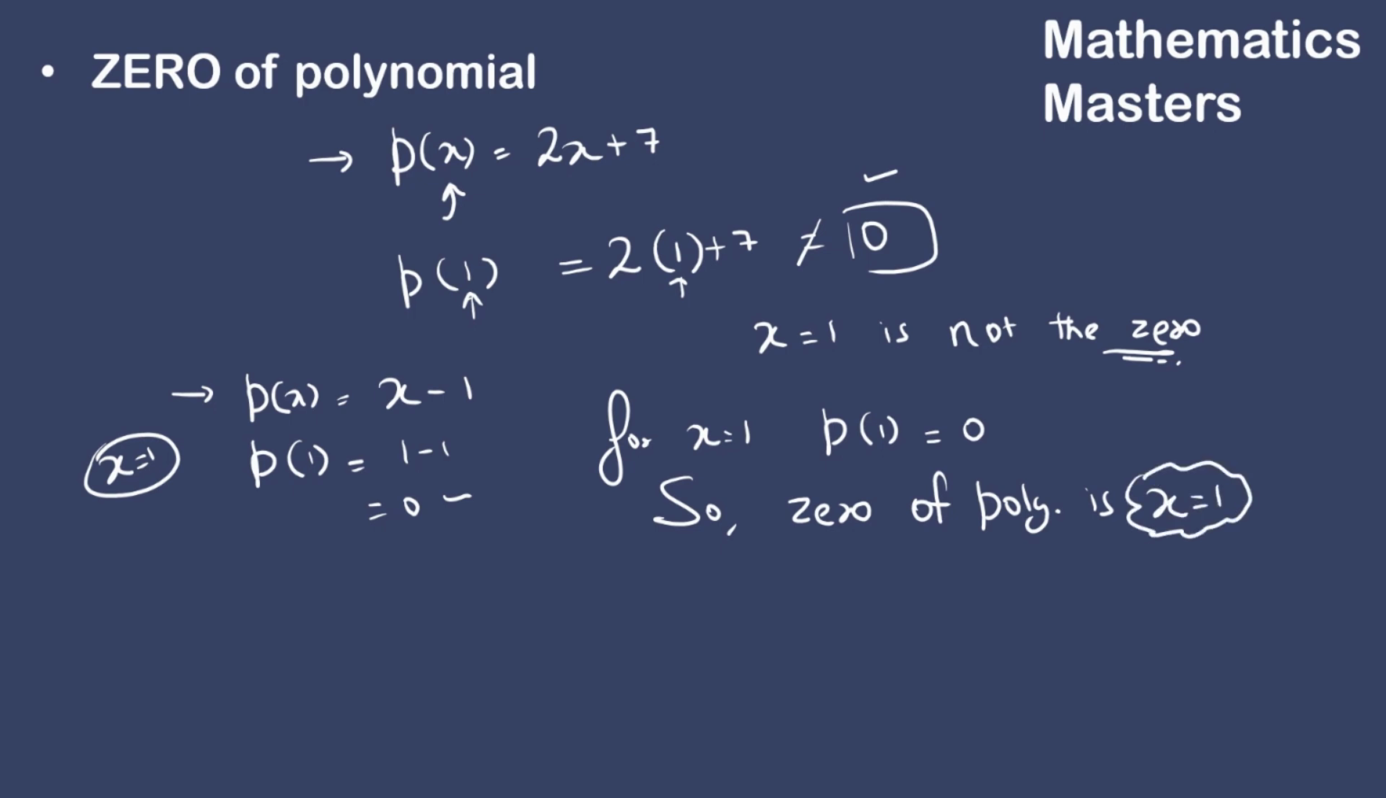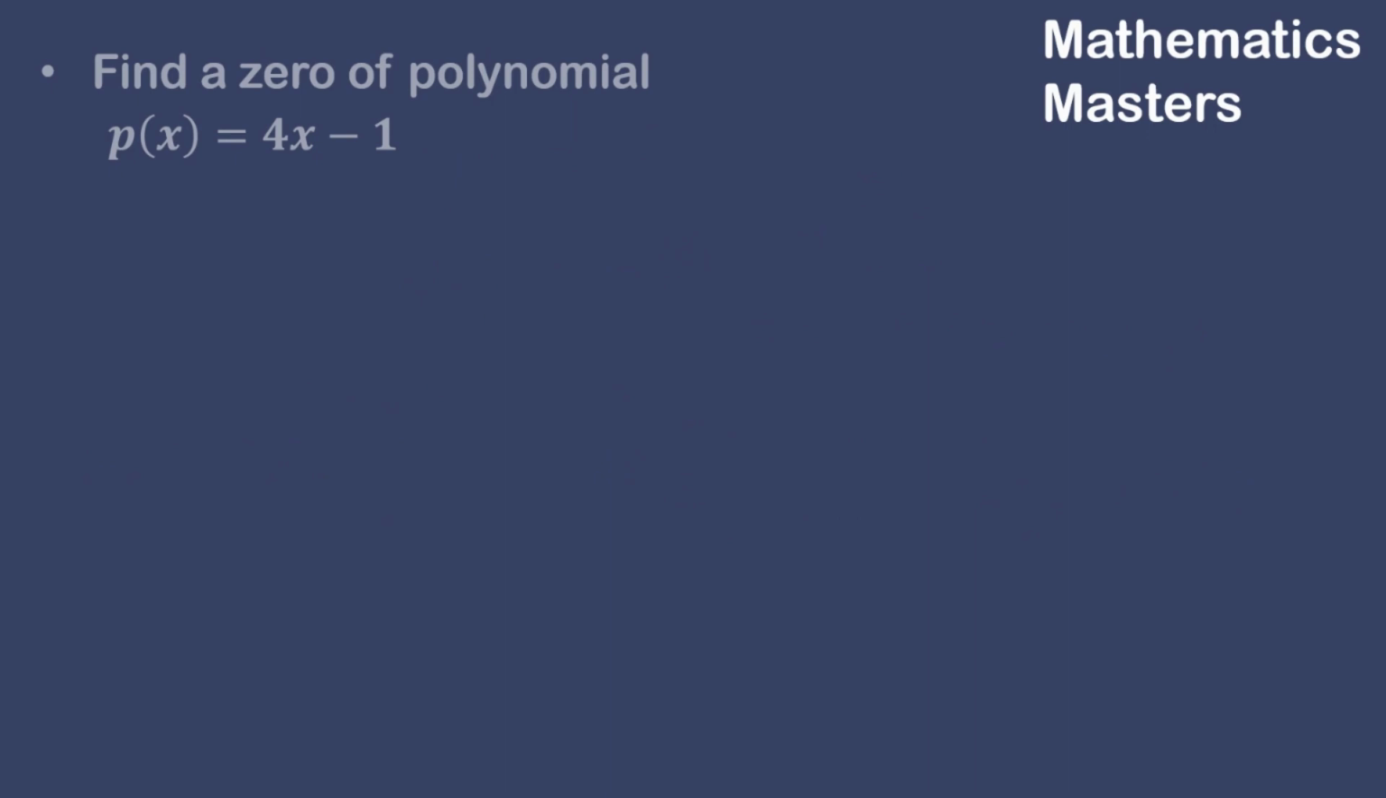Sometimes we say that x equals 1 is a zero, or sometimes we say it's a solution of the polynomial. Somebody says that. Let's try to do a couple of examples.